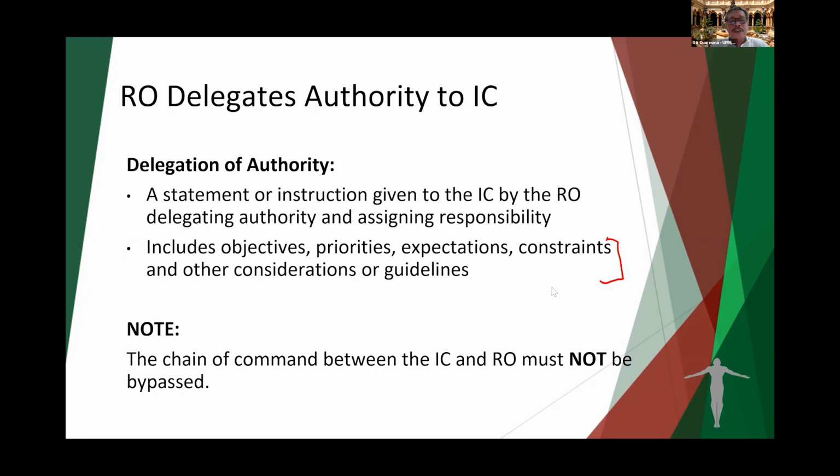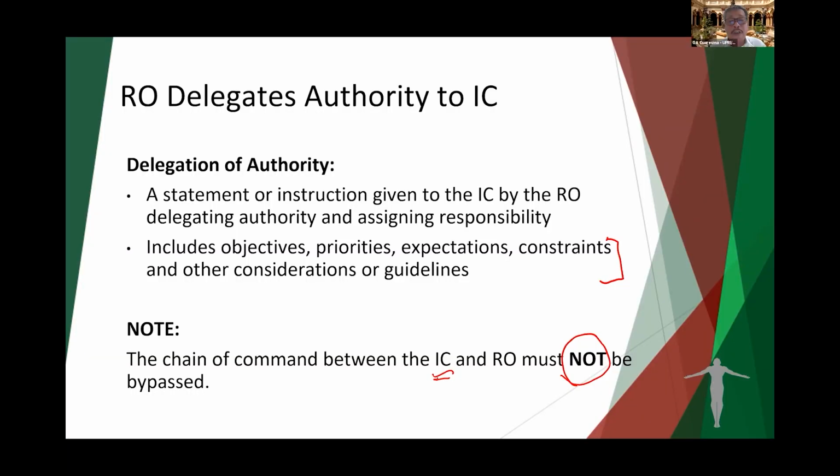And a note on this is that the chain of command between the incident commander and the responsible official must not be bypassed. Now, as I was saying a while ago, the incident commander need not be a vice chancellor or a dean. It may be just an ordinary employee of the university. In the case of the ICS, the vice chancellors or the deans or whatnot cannot just go directly to the responsible official concerning the particular event. They must go through the incident commander.